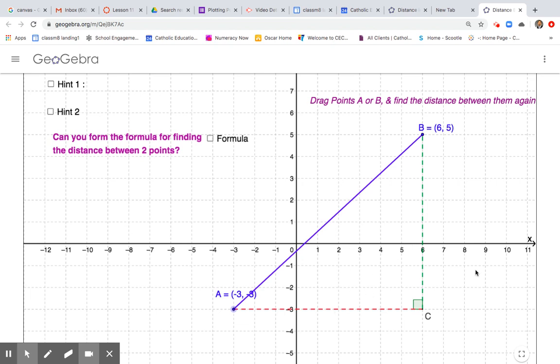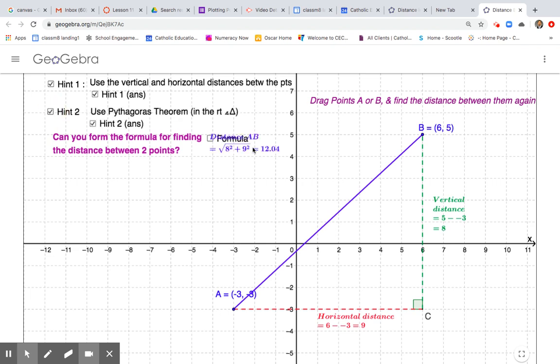They're both negative now. So this distance is going to be 5 minus minus 3. So the y value minus the other y value is 8. This is 6 minus minus 3, so it's going to be 9. We can use our little hint. This is 8 and 9, so it's the square root of 8 squared plus 9 squared. What's that? 81 plus 64, so it's going to be about 150. So it's the square root of 8 squared plus 9 squared, 12.4.